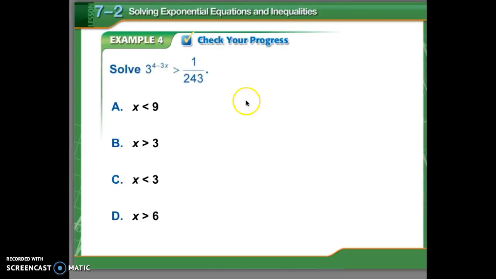Okay, last thing we're going to do is look at a check your progress problem for this example. 3 to the 4 minus 3x power is greater than 1 over 243. So pause the video when you have your answer, then go on to the next screen.